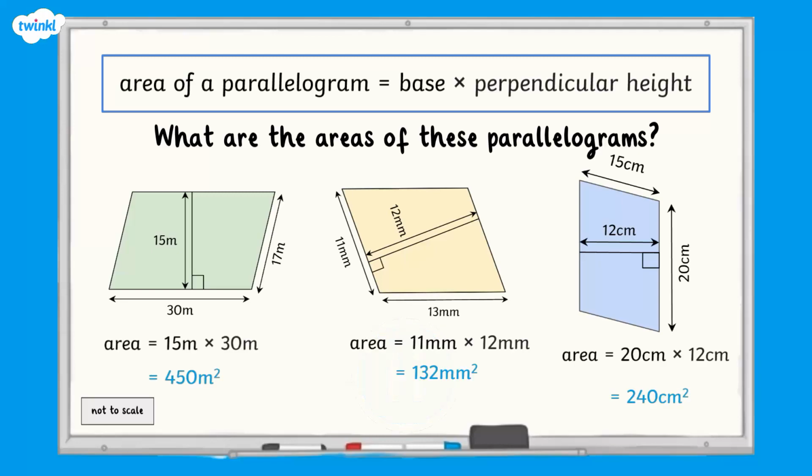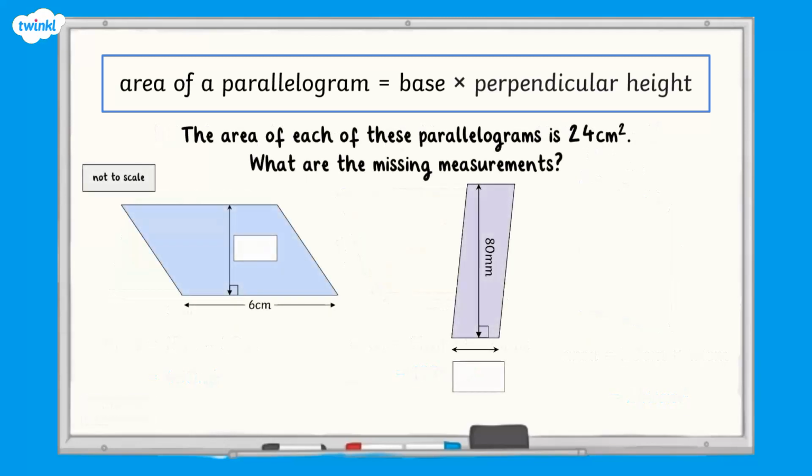Here are the answers. Well done if you got them all correct. If you still need a little recap, remember you can always rewind the video to see how you should have solved these. The area of these parallelograms is 24 centimetres squared. What are the missing measurements? Pause here to find the answers, remembering to check the units of measurement carefully each time.